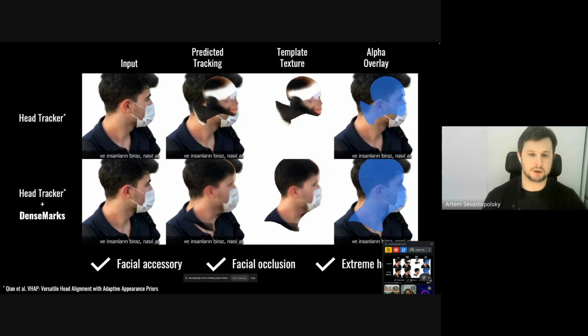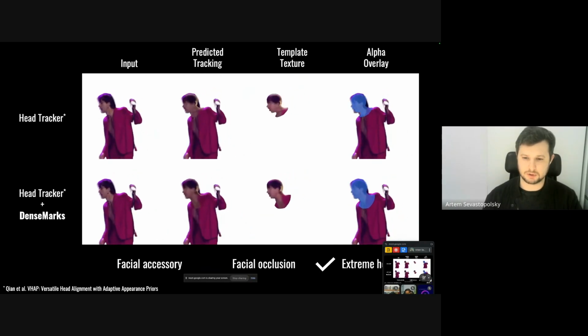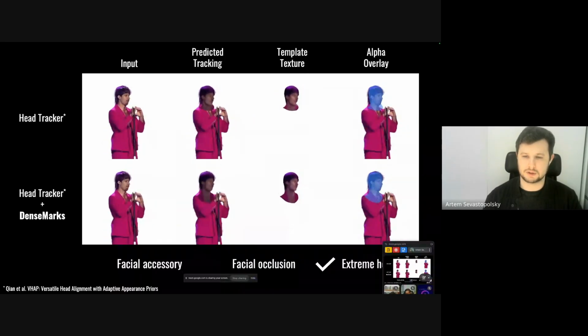So in the top row, we have the results of the same head tracker as I described before. And in the bottom row, we have head tracker plus DenseMarks. And you can see that it performs better when it comes to swift rotations of the head. The same is observed here. So when the rotation is especially extreme, like here, and fast, then you can expect the head tracker to fail, and DenseMarks makes it a bit more robust.